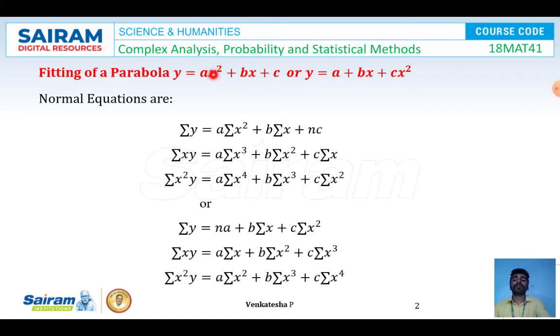Now multiplying by x² for this equation and applying summation, I got Σx²y = aΣx⁴ + bΣx³ + cΣx².